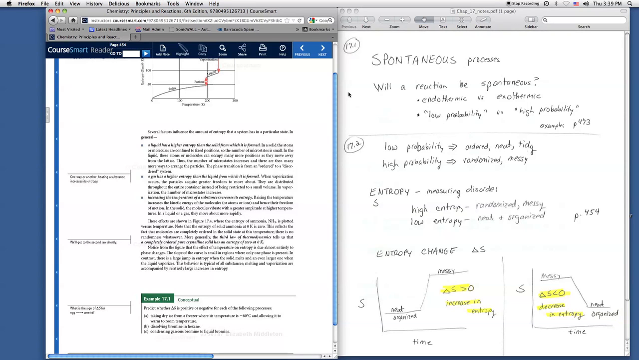So those are some basic terms that we want to know. The idea of a spontaneous process, which means it happens all by itself. We will understand how to mathematically calculate a spontaneous reaction. It will be a combination of understanding the enthalpy change of the reaction. That is, is it an endothermic or exothermic reaction? It'll also be a matter of understanding the entropy change in the reaction. Is it an increase in entropy, a positive delta S, or a negative delta S?